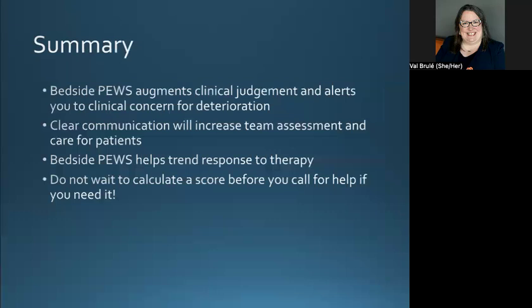In summary, bedside PEWS augments clinical judgment and alerts you to clinical concern for deterioration. Clear communication will increase team assessments and care for patients. Bedside PEWS helps trend response to therapy. And of note, you really do not need to wait to calculate a score before you call for help if you need it.